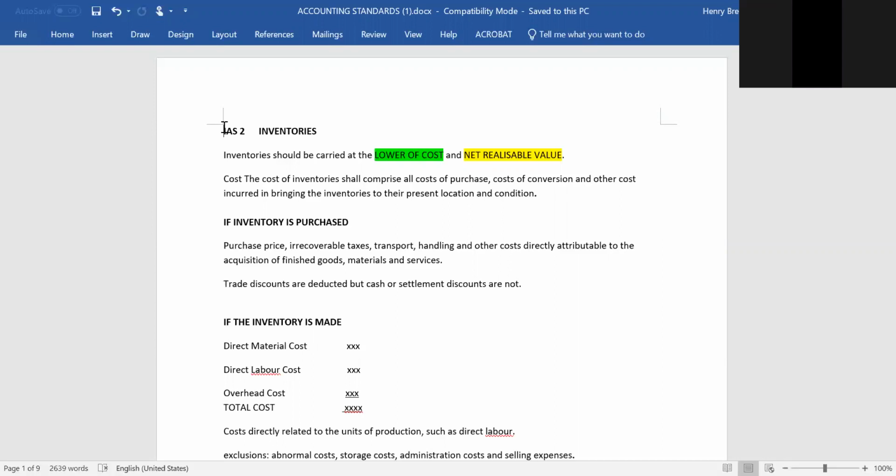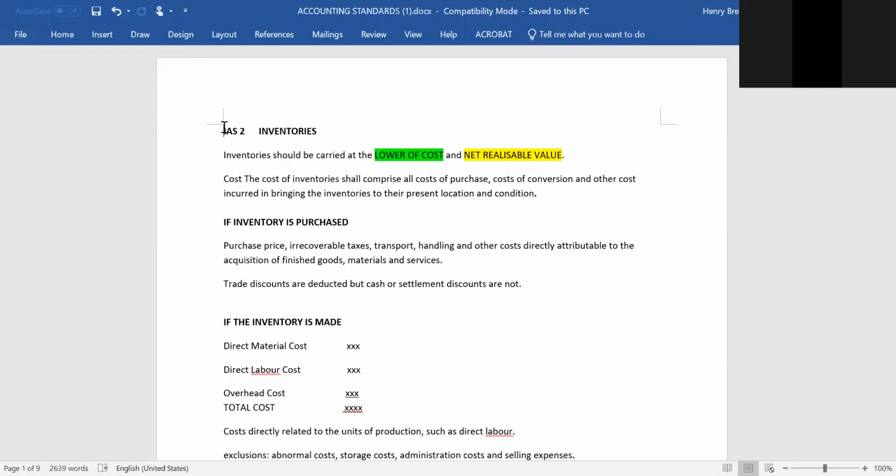I've hinted that nobody can pass this paper without having a good grasp of accounting standards. Then after going through the accounting standards, you are supposed to also know your template. You have to know your template. A good grasp of accounting standards will help you pass the financial reporting paper.